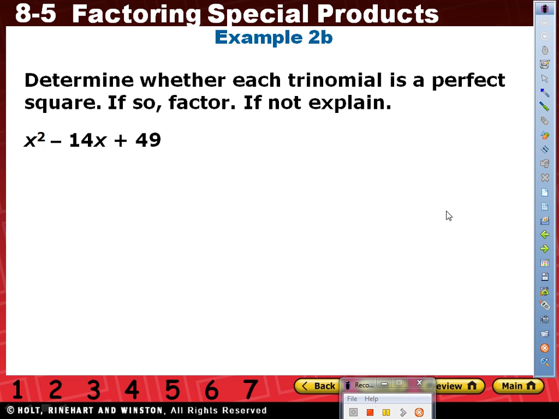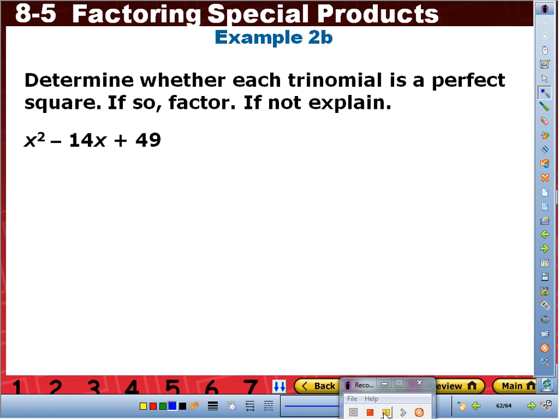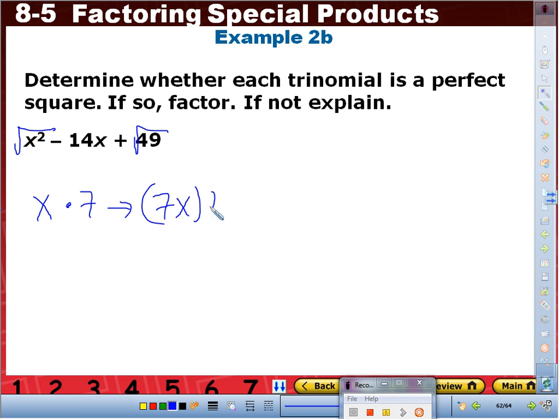Example 2b. Copy this one. Example 2b. x squared minus 14x plus 49. Copy that. Is this a perfect square trinomial? Give me a second. It is a perfect square trinomial. Okay, let's double check. What is this? And that is 7x. If we double that, does that give us this? Yes.